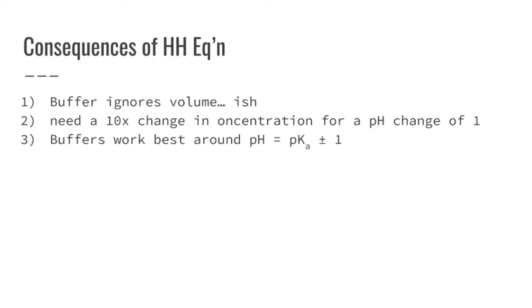And then it's still a good buffer up to a pH of 5.7 or down to a pH of 3.7. Beyond that, though, it's really lost too much of its buffer capacity. It's either lost too much of its weak acid or it's lost too much of its conjugate. It can't really act as a buffer anymore beyond that. So those are the three things that you should keep in mind about the Henderson-Hasselbalch equation and the way buffers work.